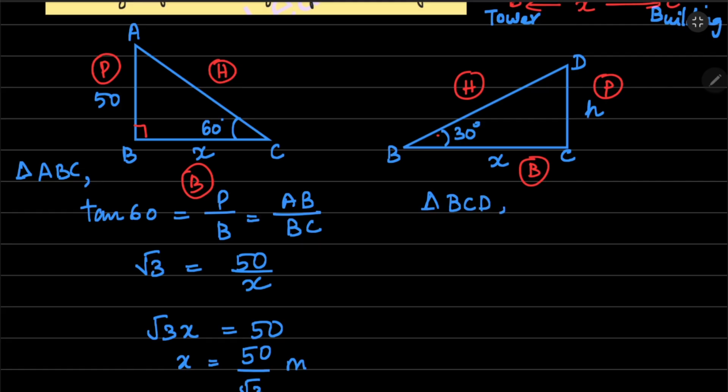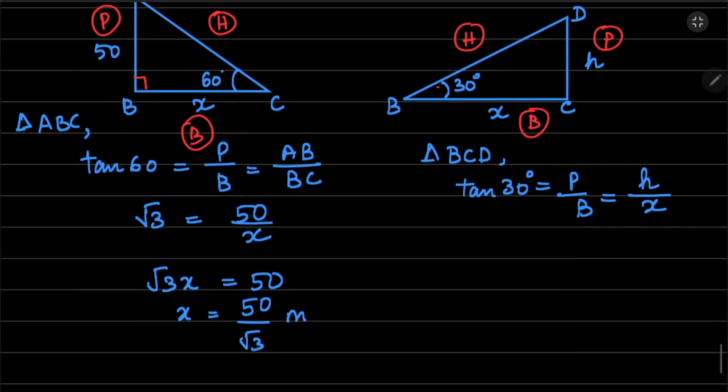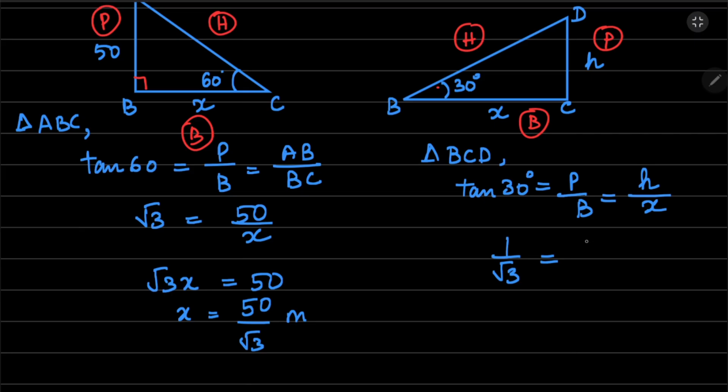Now in your triangle BCD, you already know x. You know your base. You have to calculate your h. So it's again tan here. Tan 30 is equal to perpendicular by base. What is your perpendicular? H. And what's your base? X. What is tan 30? 1 by root 3. So 1 by root 3 is equal to H by X. We'll just write X for now. So when you cross multiply, X is equal to root 3 into H.